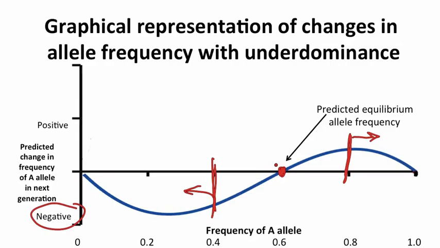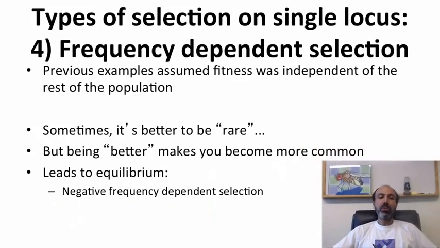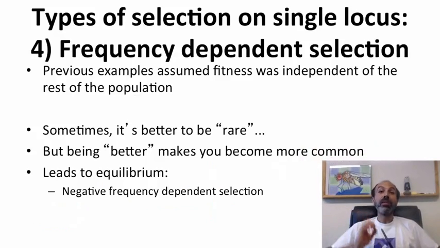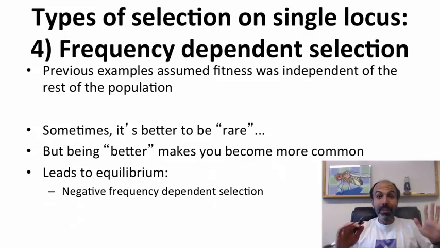There's one more type I was going to introduce, and that is frequency-dependent selection, and specifically negative frequency-dependent selection. Now, the previous examples all assumed that fitness was independent of what was going on in the rest of the population. That, you're big A, you're better than little a, no matter what, right?